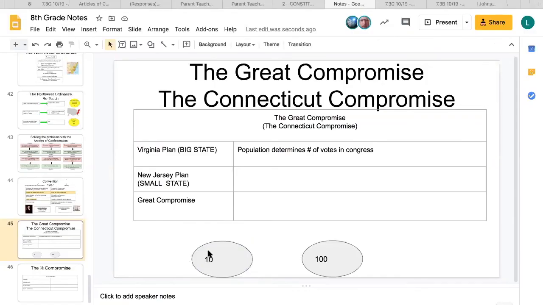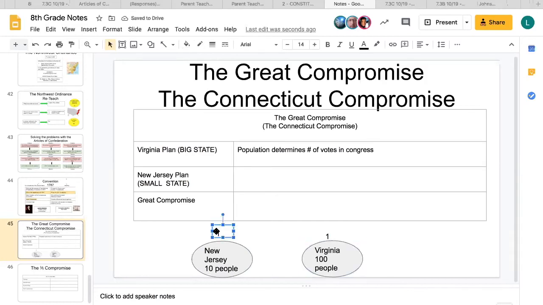Here I got my 2 states. What's going to be the name of this state? Let's say that each state gets 1 vote. Right now, which state is more powerful? New Jersey has 1 vote, Virginia has 1 vote. So which state's more powerful? Neither. Good job. They're equals because both of the states have one vote. Well, who's going to like that? New Jersey or Virginia? Who's going to like being equal? New Jersey.